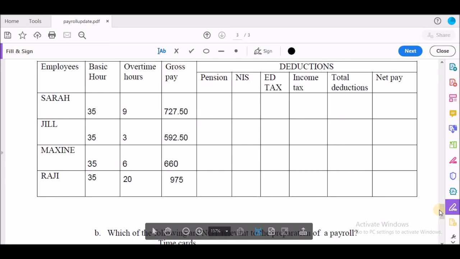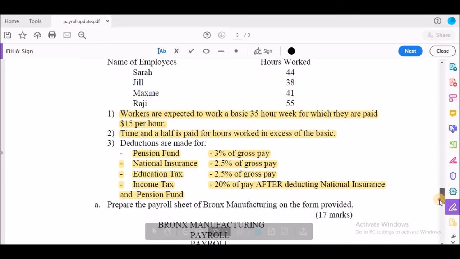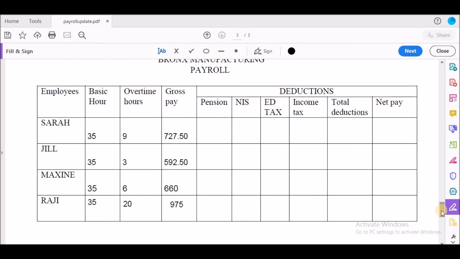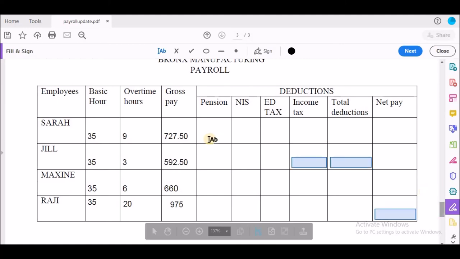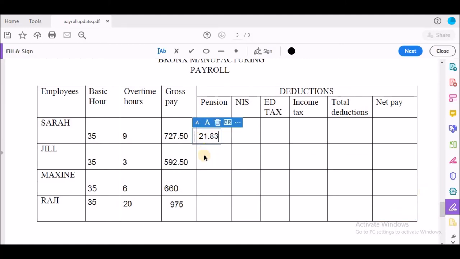Alright, so let's look back now. What did they say about pension? Why am I going back so far? So pension is 3% of gross pay. So we need to find 3% of each of the gross pay here. So that's 3% of $727.50, and that's going to give you $21.83. Let's work on Jill.